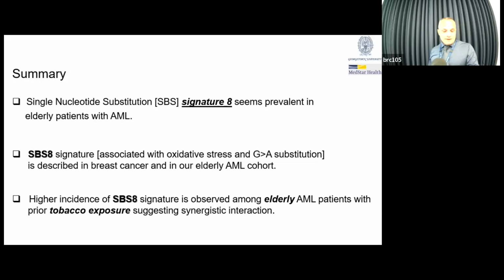Okay, let's try to summarize this. Single nucleotide substitution signature 8 seems prevalent in elderly patients with AML. Signature 8 is associated with oxidative stress and GA deposition in the AML genome. This is very easy to find. This is in every single report that we get in the clinic. It's described in breast cancer and in our AML elderly cohort. Higher incidence of SBS 8 signature is observed among elderly patients with AML and prior tobacco exposure, suggesting a synergistic interaction.